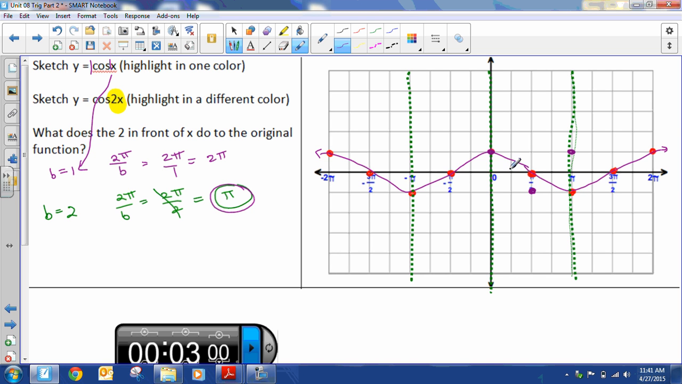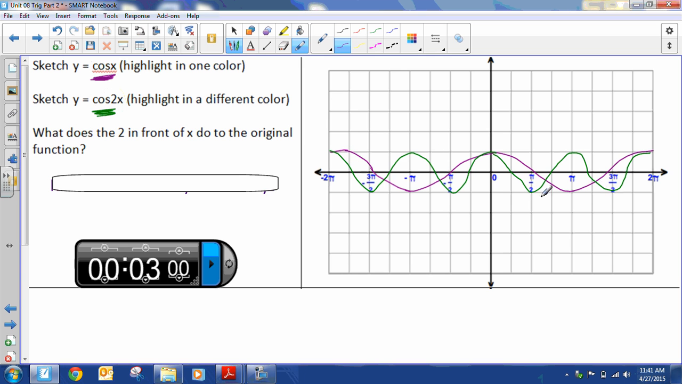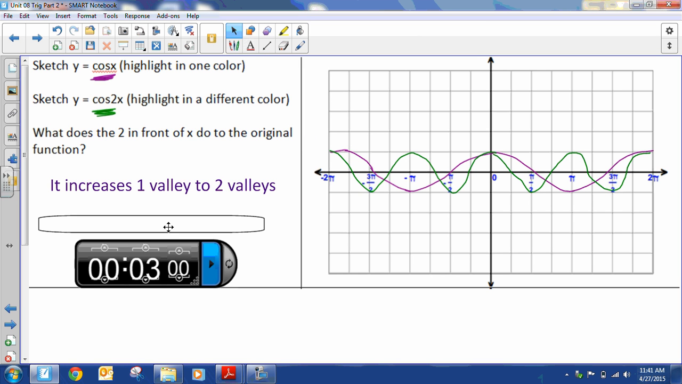And then at the quarter marks is where it crosses the x-axis. So as you can see, the graph looks like this. So we continue this pattern along here, and it looks just like that. And I already have it finished up over here, and there we have it. So you can also think of it as it increases one valley to 2 valleys within the same amount of time. Okay, instead of 1 valley, it's 2 valleys. Good.